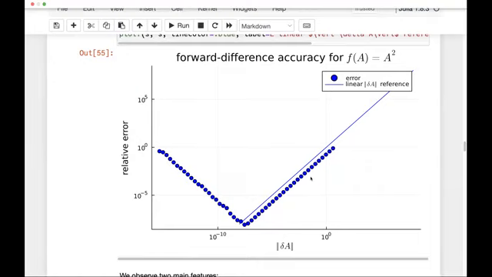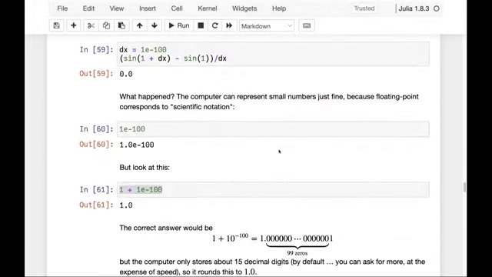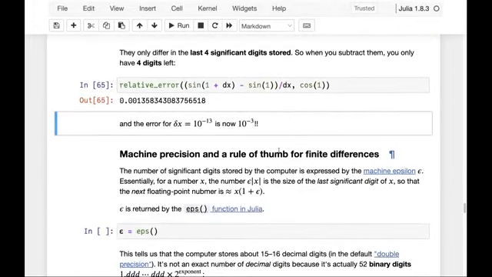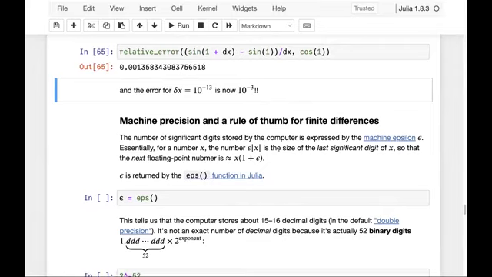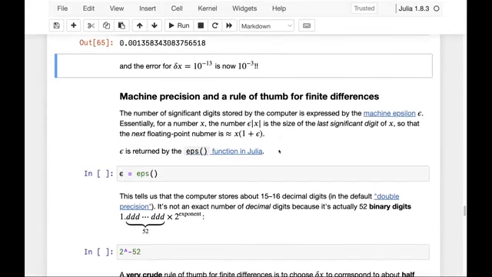You need to make delta x small enough that the truncation error is small, but not so small that the round-off errors kill you. And a rule of thumb that works, although it's not perfect, like any rule of thumb, since no rule of thumb is perfectly reliable, is to use about half the digits for your difference.